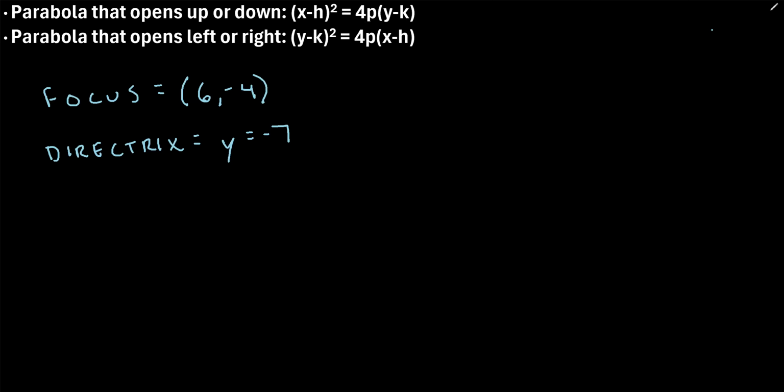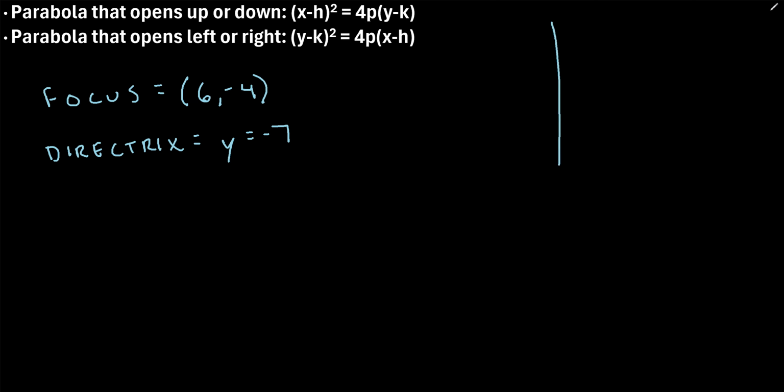In this video, we'll talk about how to find the equation of a parabola given the focus and the directrix. So I have a couple examples for us to work through here. Let's check out the first one. Let's say we're told the focus is located at the following coordinates: 6, -4. Let's say we're told that the directrix is located at the line y is equal to -7.